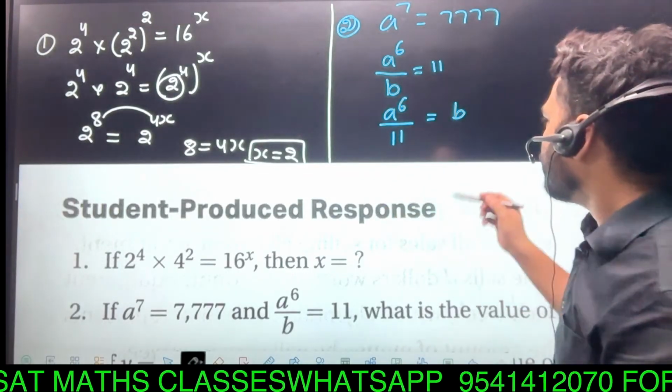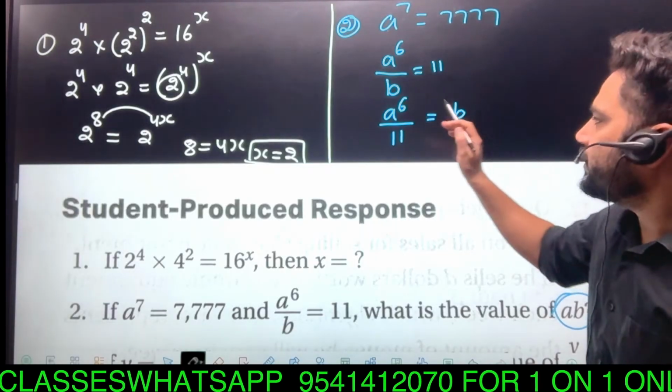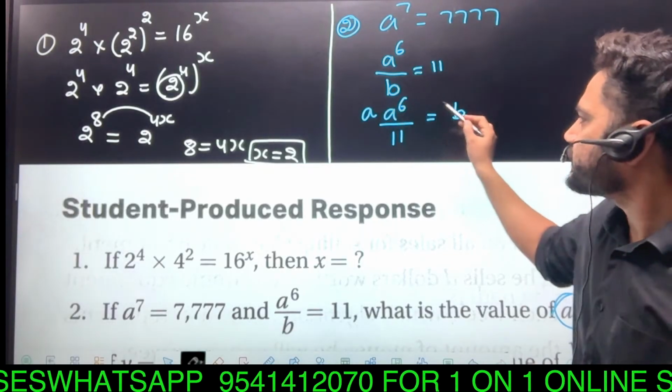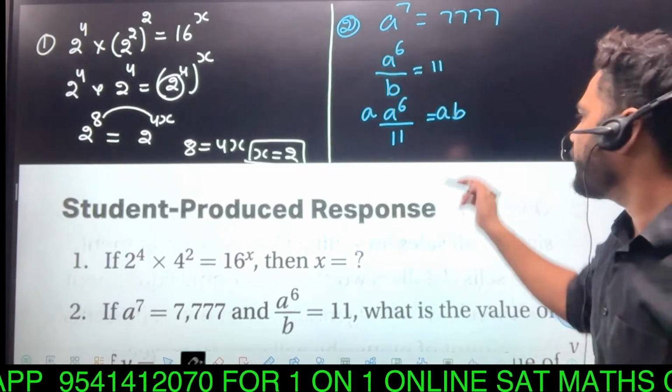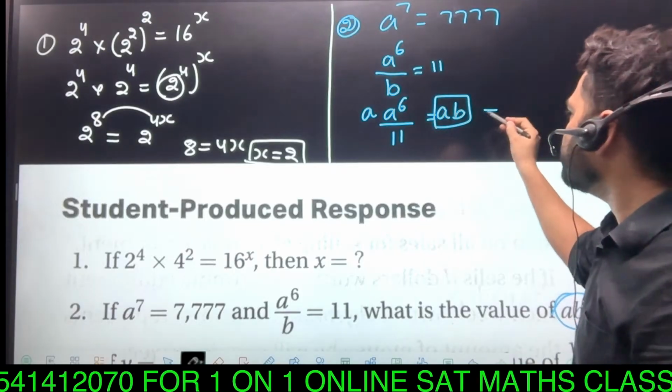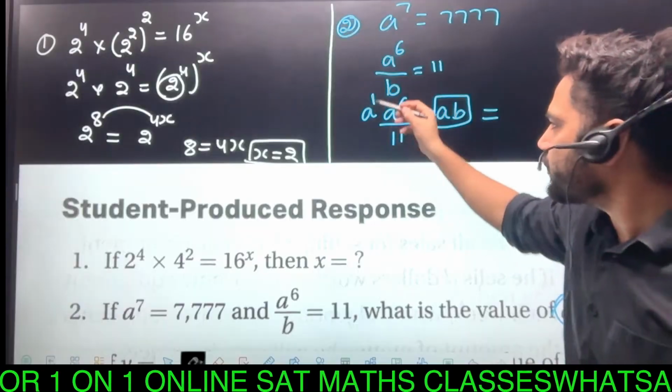Okay, now we have to find ab. So what we will do, we will multiply by a on both sides. If we multiply by a, then this will be ab, and is equal to a power 1, a power 1, and a power 6.